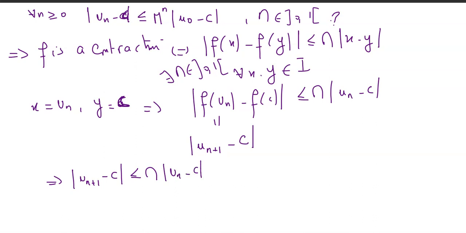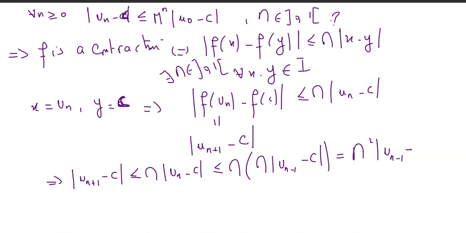If we use the same inequality, the absolute value of un minus c is also less than m times the absolute value of un minus 1 minus c, which gives m squared times the absolute value of un minus 1 minus c. So here, if we continue until we get to u0, we will get m to the power of n plus 1 times u0 minus c. So here we have the result proving this inequality, or you can use a proof by induction to prove this inequality, and it's also correct.